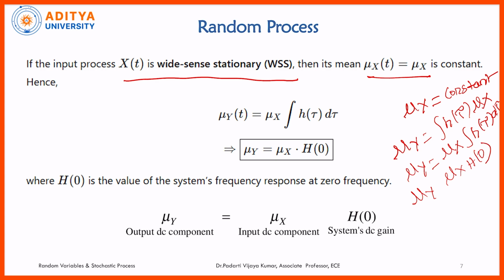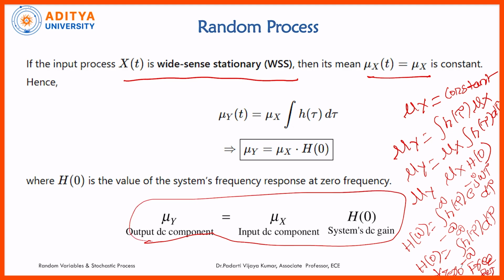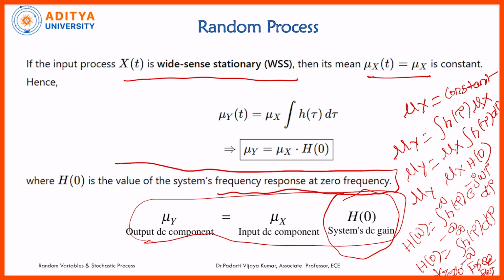We know that the Fourier transform H of omega is equal to the integral from minus infinity to infinity of h of tau e power minus j omega tau d tau. When omega is equal to 0, H of 0 is equal to the integral from minus infinity to infinity of h of tau d tau. It is nothing but the zero frequency response. So mu y is equal to mu x into H of 0. H of 0 is otherwise also called the system DC gain, or the system frequency response at zero frequency.